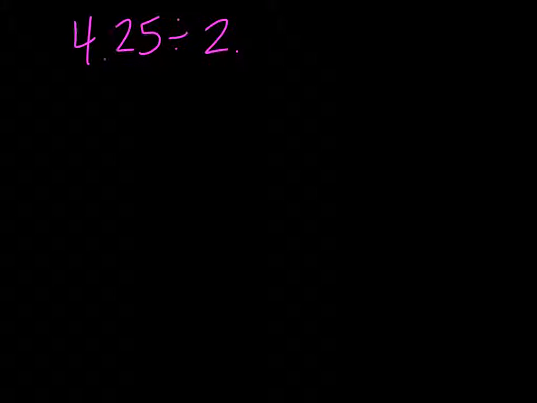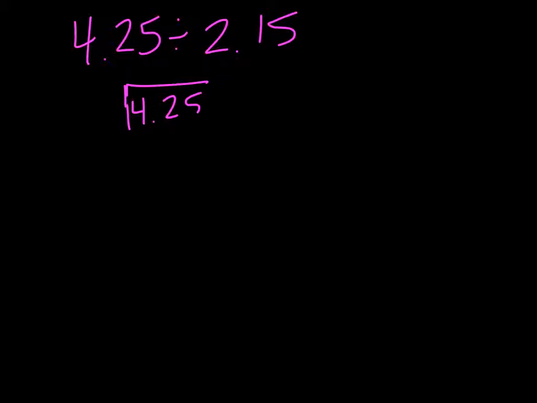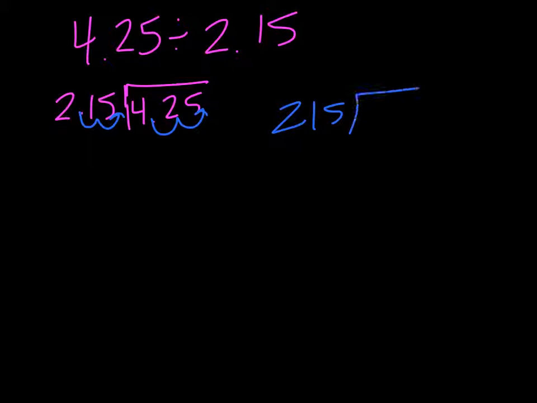Let's try another dividing decimal one. Let's say we had 4.25 divided by 2.15. So remember, our first number goes on the inside, our second number goes on the outside. We have to move the decimal 2 times here, so we have to move it 2 times here. So now we're doing pretty much 425 divided by 215.